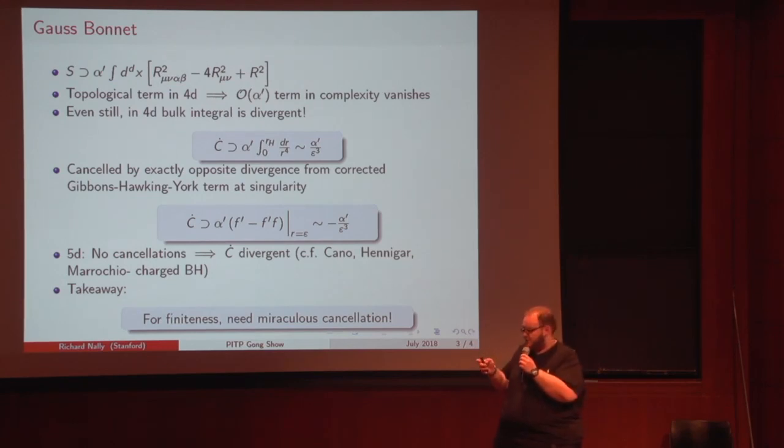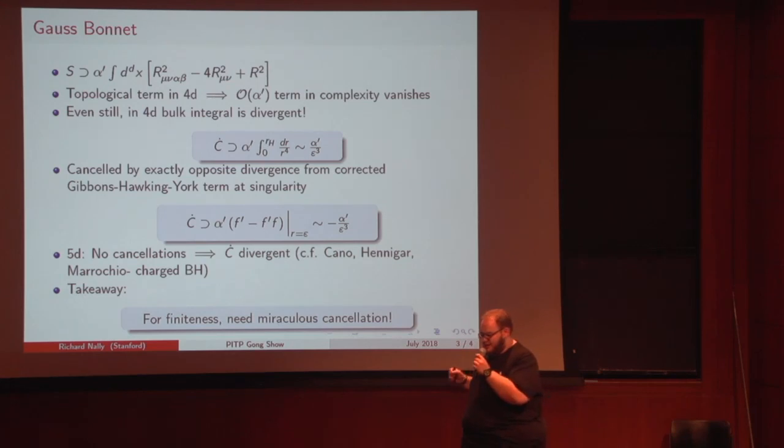It's fairly fine-tuned. And indeed, if you do the same calculation for the Gauss-Bonnet corrected complexity in five dimensions, for a neutral black hole, the bulk and boundary contributions don't agree, and I get a quartic divergence.